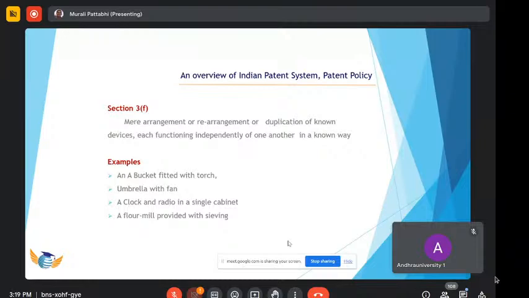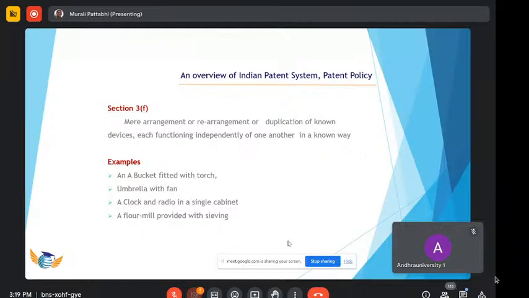What is that? Suppose, for example, we know a bucket is used for carrying water, and we know a torch is only to show the path. If you just simply combine these two, you will not be given a patent as per section 3F. And if you say that there is an umbrella to protect you from sun or rain, and you fit a fan to that, you'll not be given a patent, because the fan as an individual would stand as a separate product, and the umbrella as an individual would stand as a separate product. So those two would stand separately and function independently. If they function independently, you will not be given a patent.